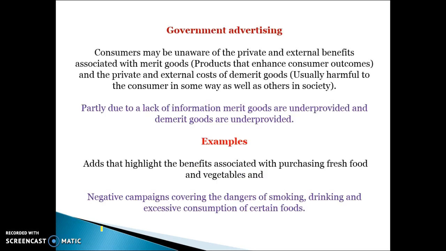Government advertising is really important for reducing asymmetric information as well. Consumers are made aware of the private and external benefits associated with merit goods and are made aware of more of the information about demerit goods that can harm society in some way. This lack of information is solved by advertising, essentially giving you more information about the products that we're buying, so that we're buying things that are of better quality and not going to have negative externalities.